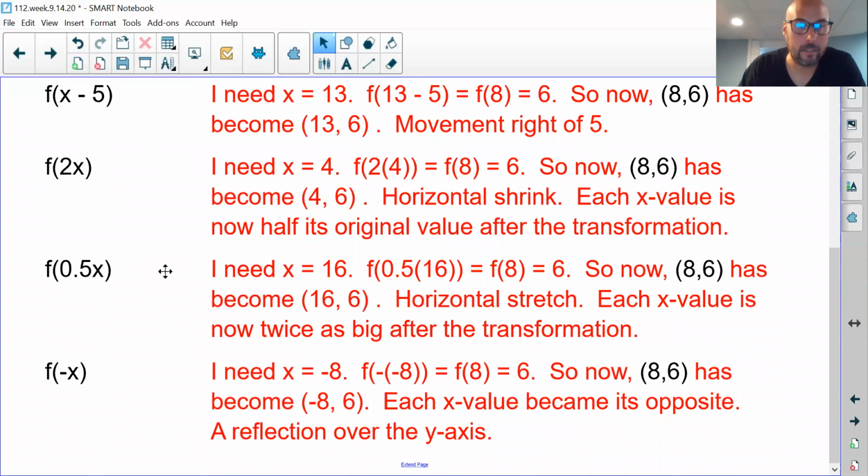And finally, f of the opposite of x. Well, this just takes the opposite of the x values. You would need x to be negative 8. So 8, 6 becomes negative 8, 6. And if all the x values become their opposites, then that is a reflection over the y-axis.